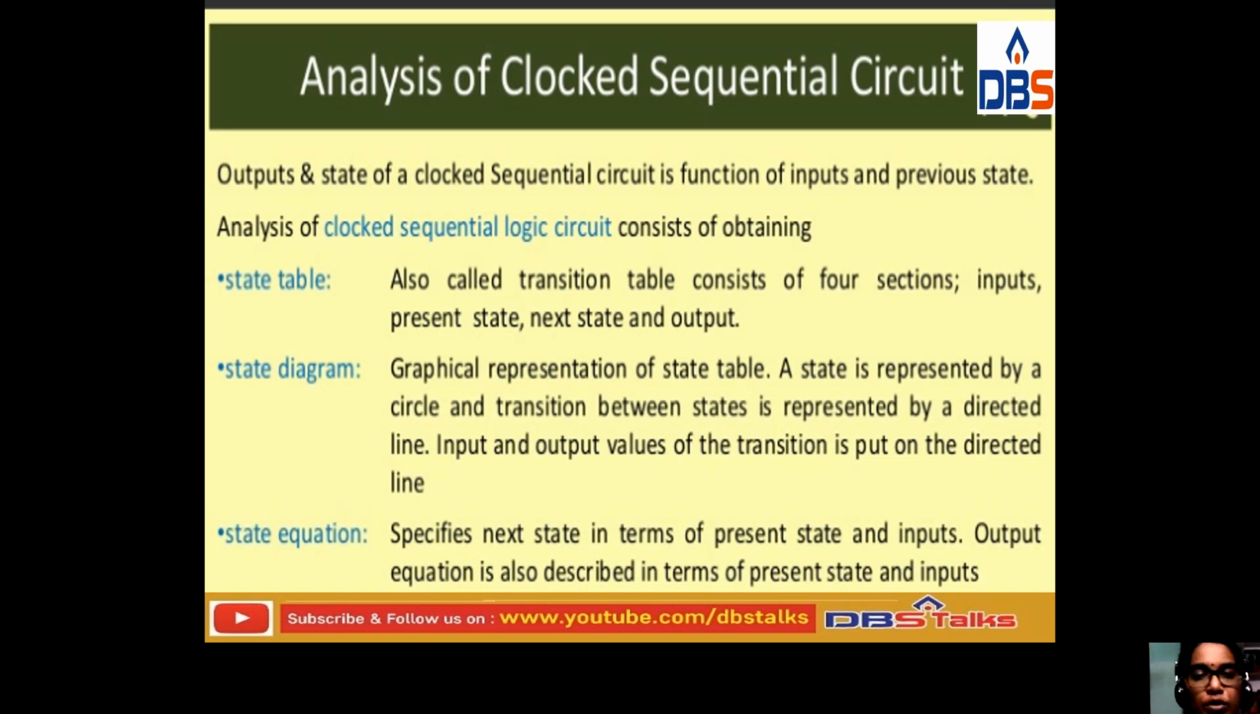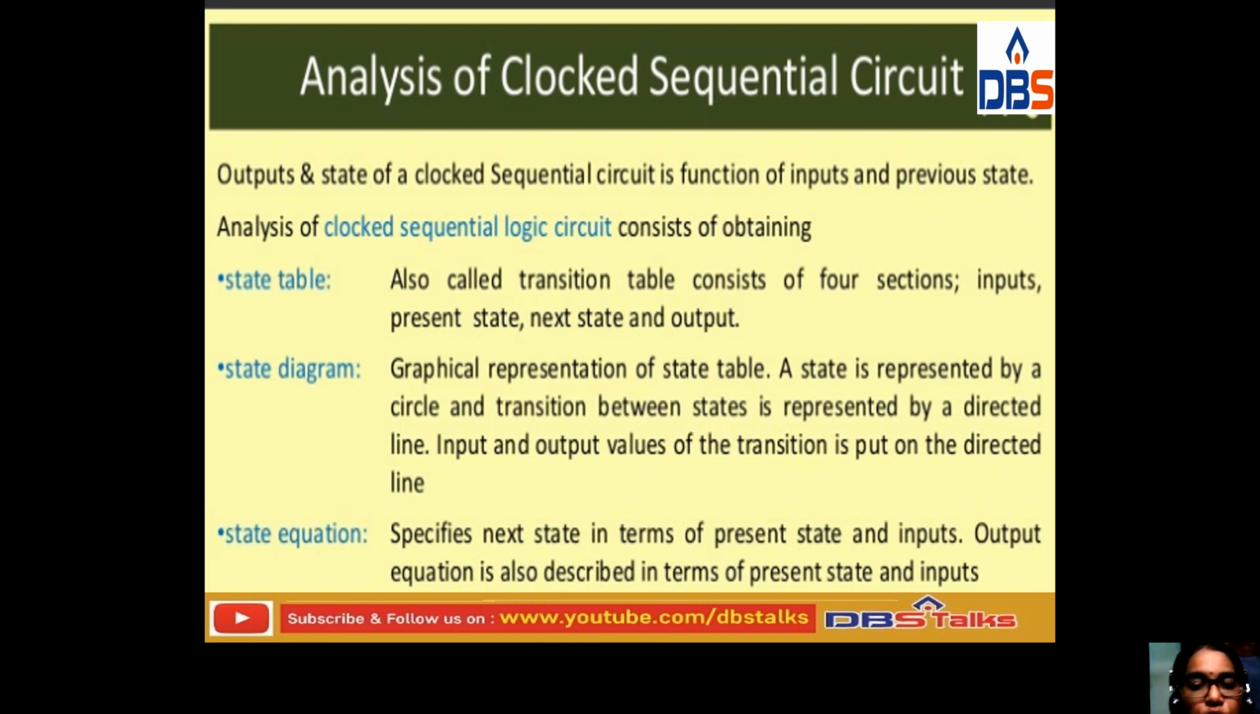If you have observed the analysis of clocked sequential circuits, whatever the circuit, it has both the concepts called input and output. The outputs and the state of the clocked sequential circuit are a function of inputs at the previous stage. So at the previous stage, what are the inputs that we are taking? By taking those inputs, we are producing outputs.